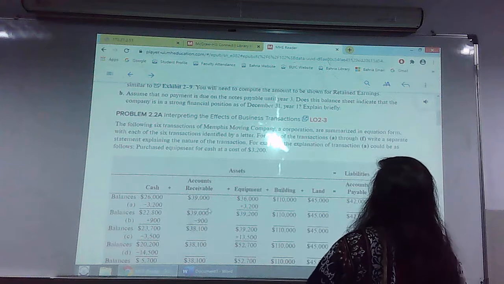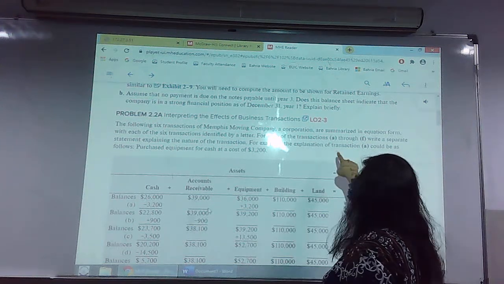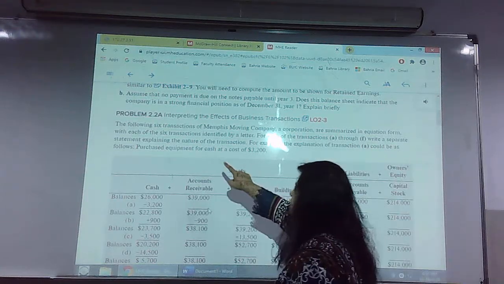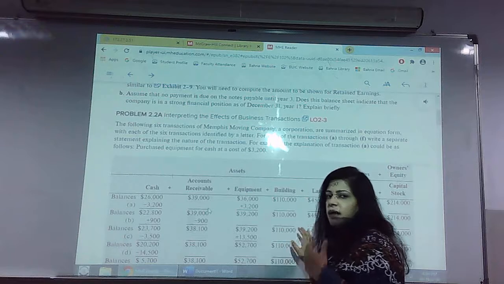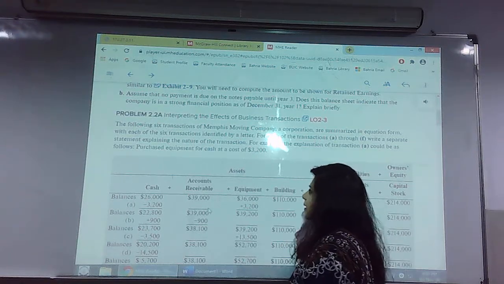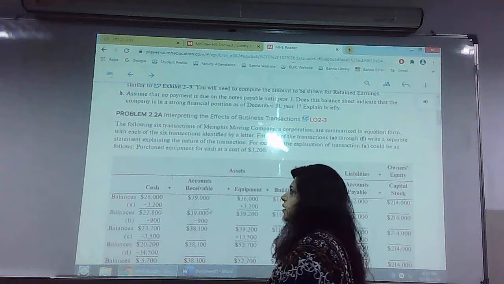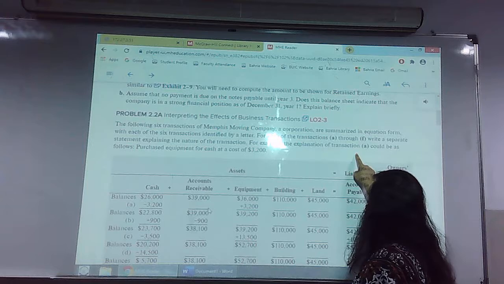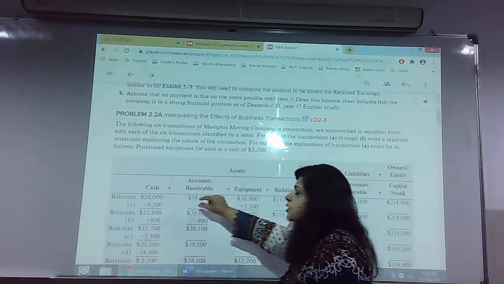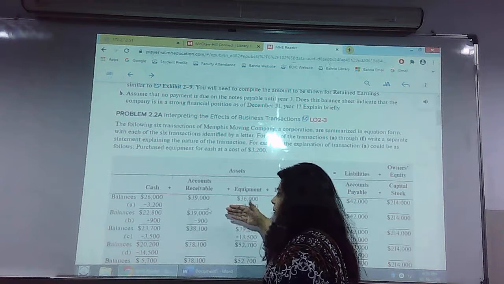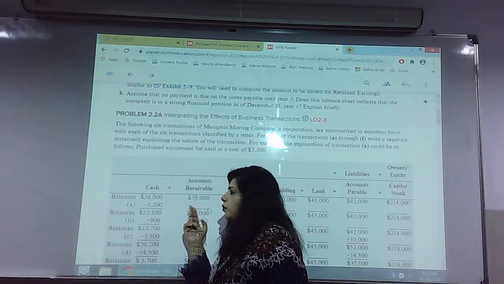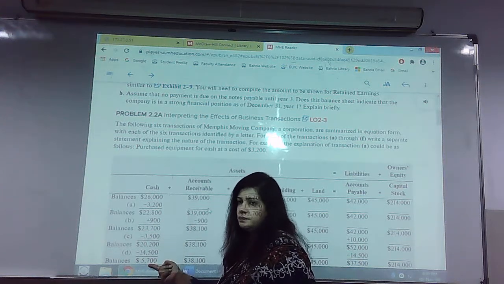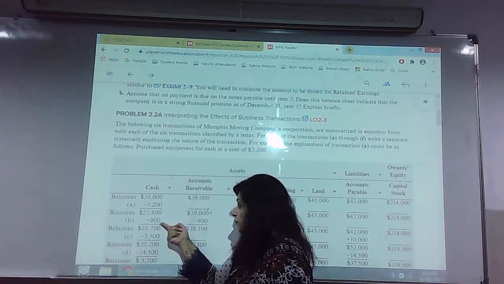They are asking that for each of the transactions A through F, you write a separate statement explaining the nature of the transaction. They have also given you an example, the explanation of transaction A, so that following this model you will be able to explain the further transactions and further parts.